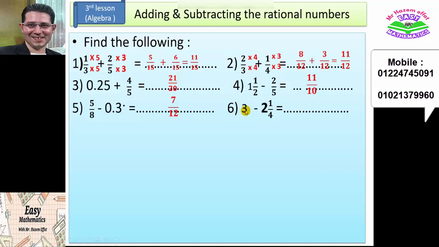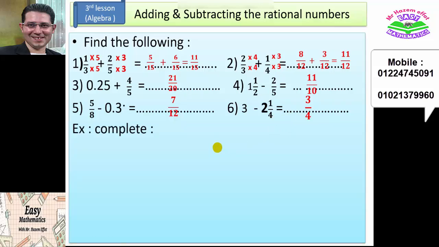Now here in 6, we have two problems. He wants to subtract 2 and 1/4 from 3. We have a whole number here and a mixed number here. At first, we must change this whole number to be in fraction form by putting 1 under the 3. It will be converted from a whole number to a rational number. And by using your calculator, it changes 2 and 1/4 to be 9 over 4. Now we can subtract them by doing the previous steps. The final answer will be 3/4.